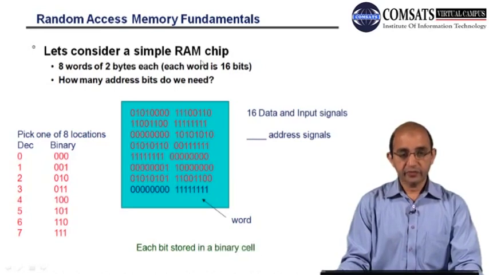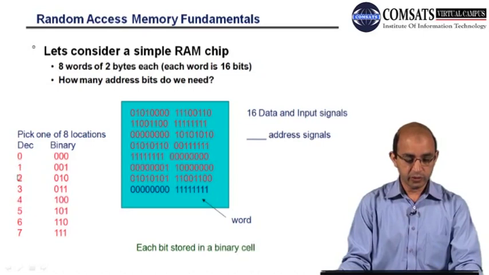Here we have taken a very simple example, 8 words of 2 bytes each. So it means each word is of length 16 bits. How many address bits do we need? If I talk about the decimal, you can see that 0, 1, 2 up to 7. How many bits do I need in order to represent those different decimal values? Obviously 8, 1, 2, 3, 4, 5, 6, 7, 8.